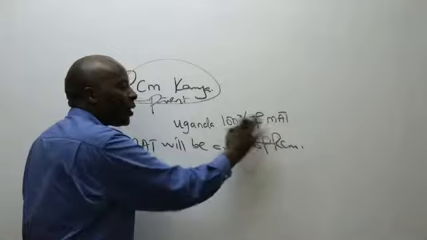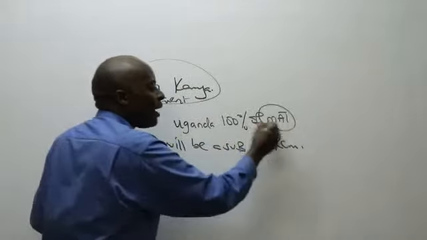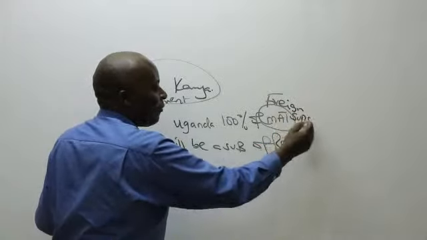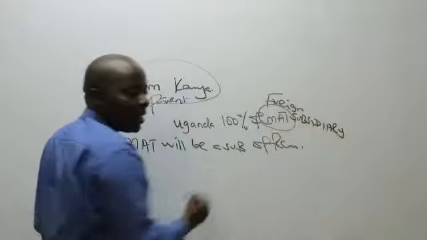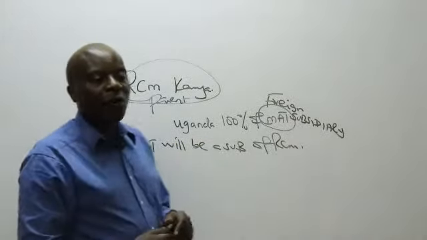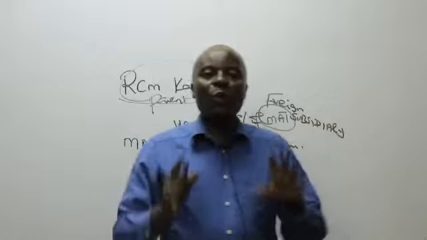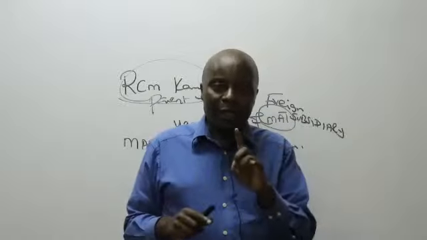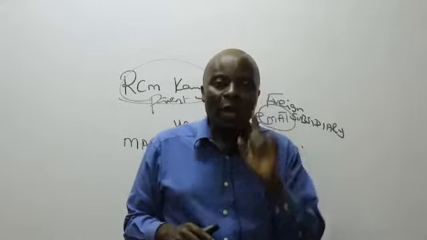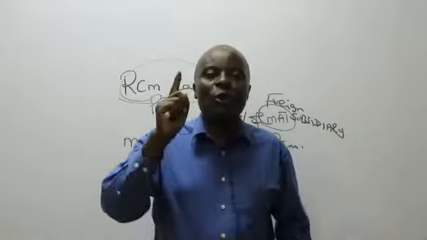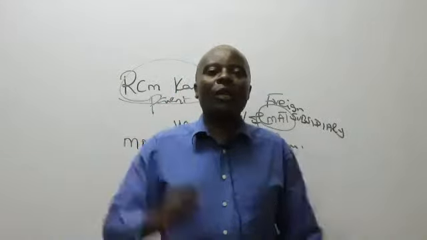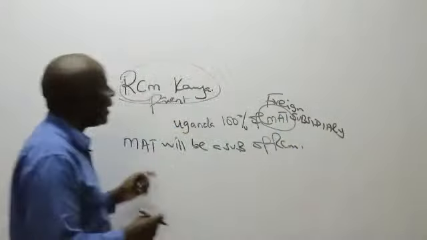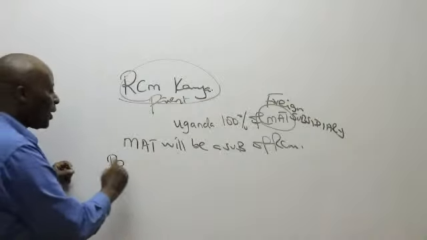So then MAT, which is a subsidiary in Uganda, will be called a foreign subsidiary. If it's a foreign subsidiary, what does IFRS require us to do when we are consolidating the financial statements of these two entities? Now listen, ladies and gentlemen, we are required by IFRS to report in a single currency. The group financial statement here must be in a single currency called the reporting currency.